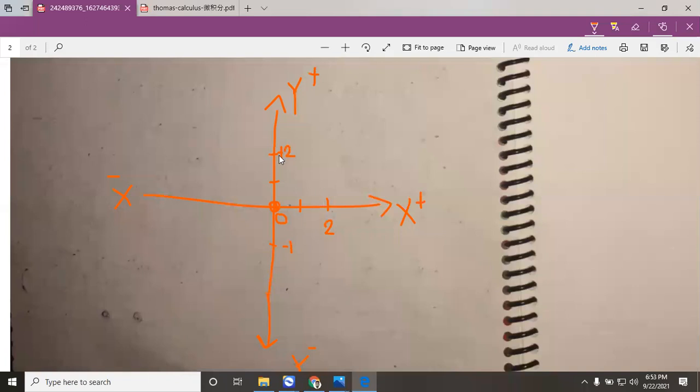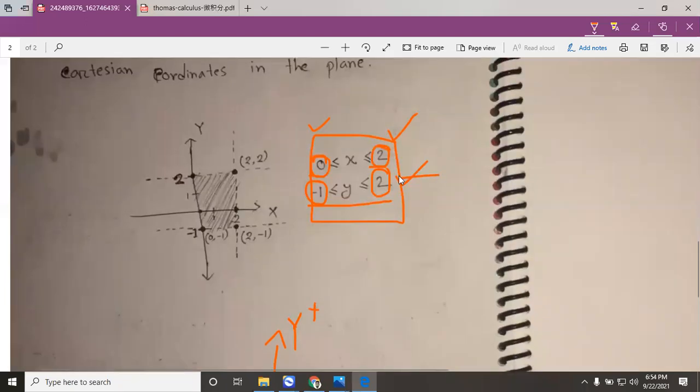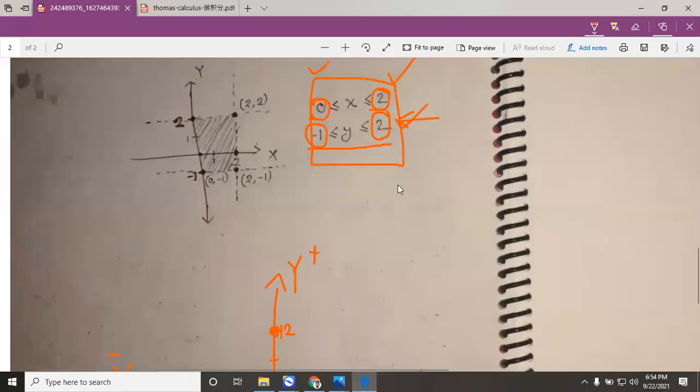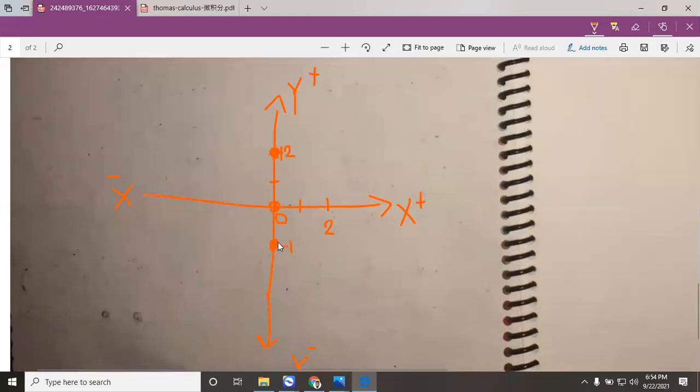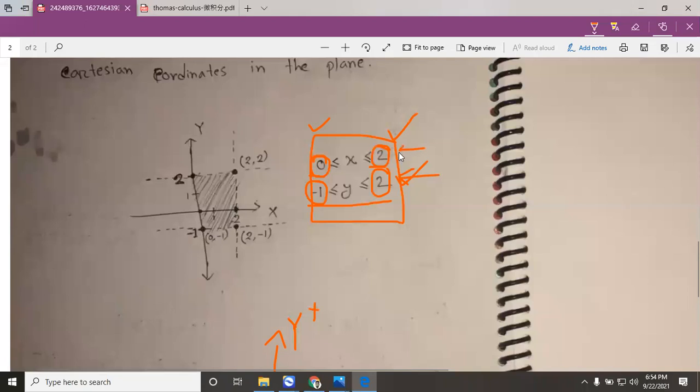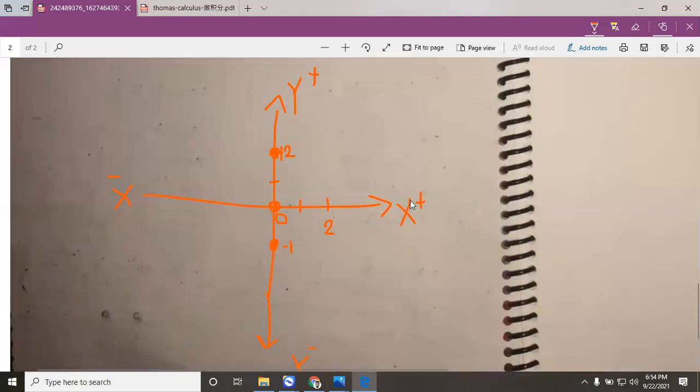So we got our point, like we got a point here that is plus 2, and we got a point here that is minus 1. This 2 value is on the y coordinate, okay, and this 2 value, 2 and 0, this 2 is for the x coordinate, okay. So we got 2 points, one point here and another point here.